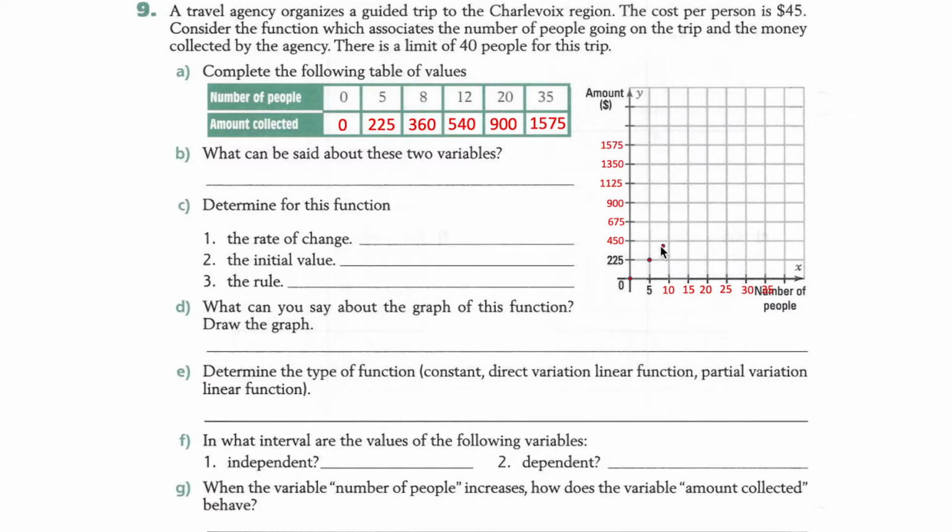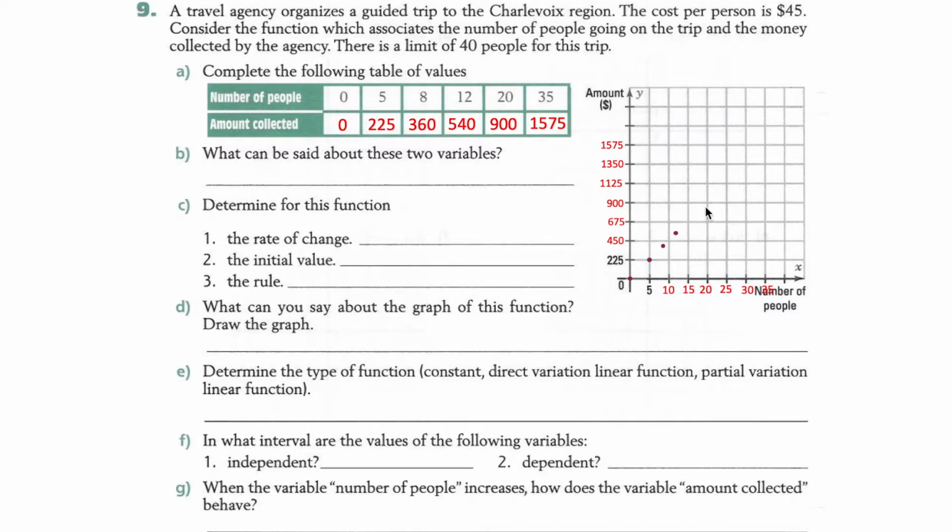I put the dot, I didn't even put it here. I put it somewhere else. And then I thought, well, this is going to be a straight line. I can move my dot later on. 8 and 360. The next one, 12 and 540. Same sort of thing. Where's 12? Well, 12.5 is going to be halfway between 10 and 15, so you have to go a little bit less than halfway. The next one is 20 and 900.